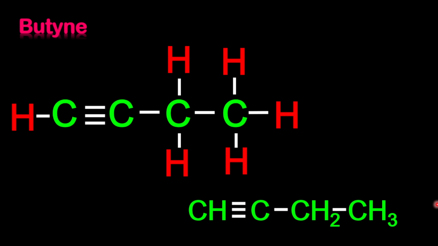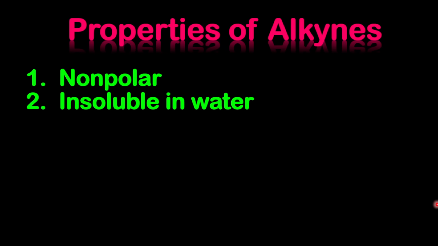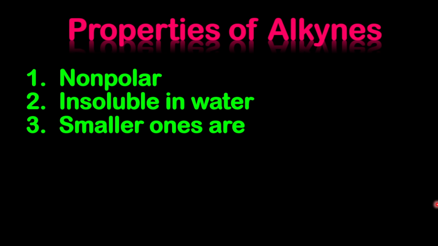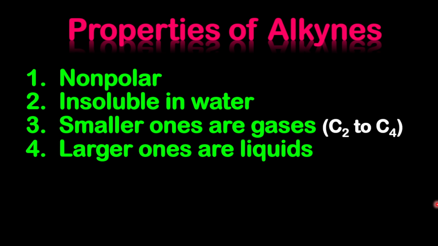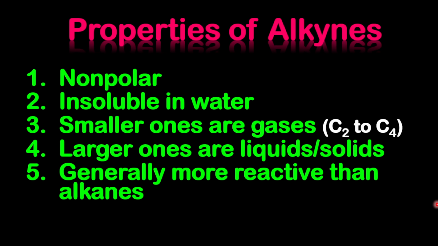Properties of alkynes. Alkynes are also nonpolar, just like alkanes and alkenes. They are insoluble in water, just the same. Smaller ones are gases, and once you reach the 4th carbon, those are the gases for all of them. Up to member number 4, they are gases. After that, they become liquid, and they become a little more solid and waxy as they go along.